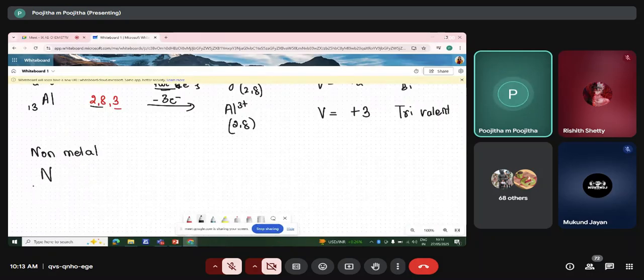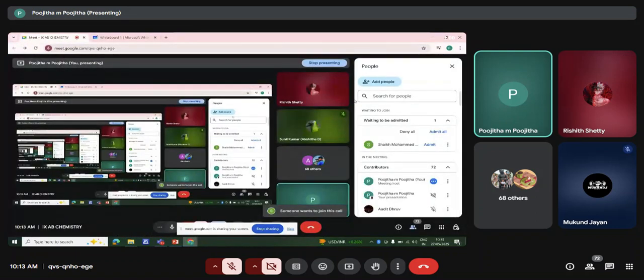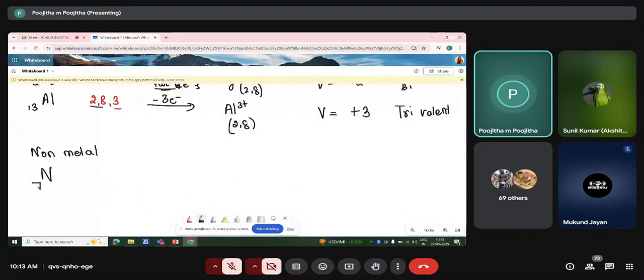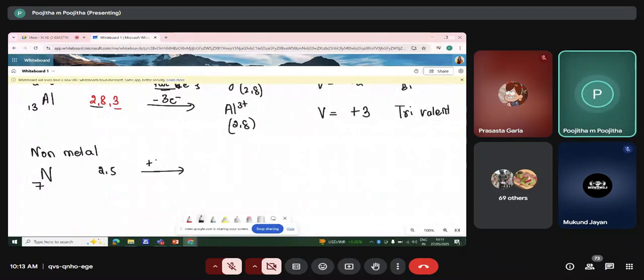So nitrogen. What is the atomic number of nitrogen? First 20 elements, do you know? It is 7. Nitrogen is the seventh element in your periodic table. Electronic configuration is 2, 5. Is it easy for a nitrogen atom to lose 5 electrons or gain 3 electrons to attain the nearest noble gas configuration? Gain 3 electrons. That is why the nitrogen atom will gain 3 electrons. I am writing it as plus 3 electrons, meaning it gains 3 electrons. One and the same. You can write in either way.